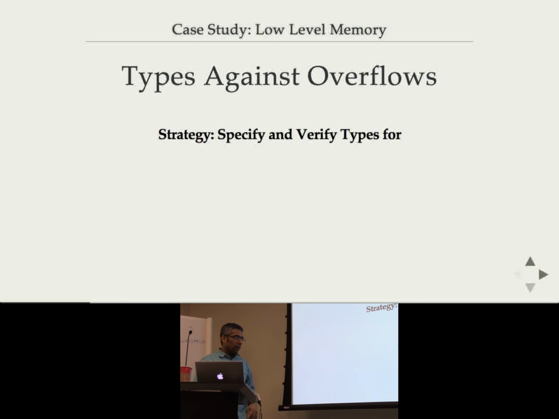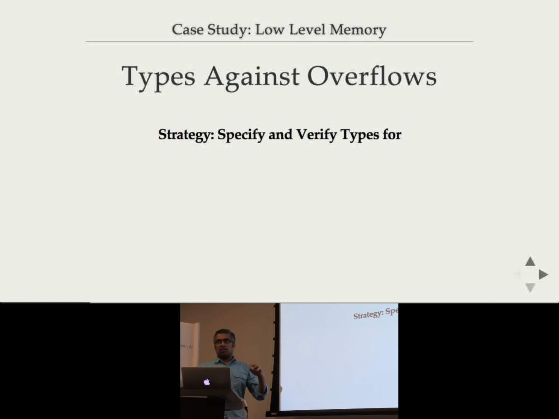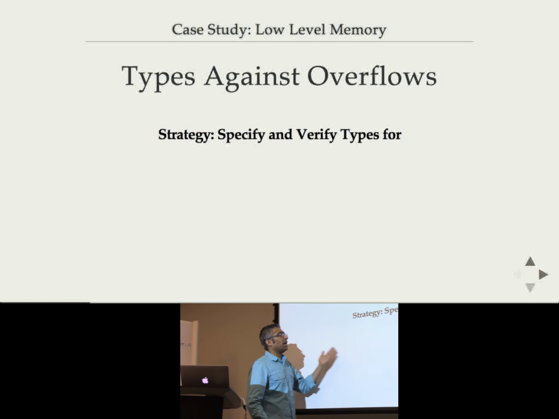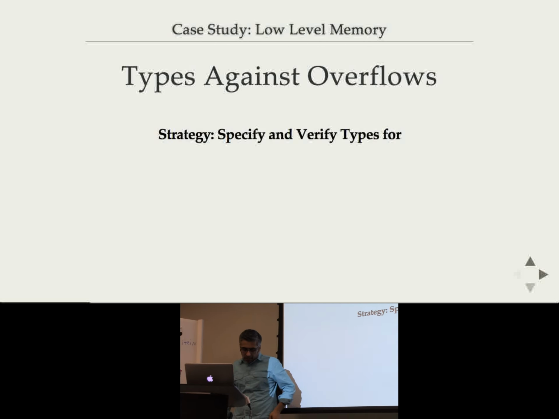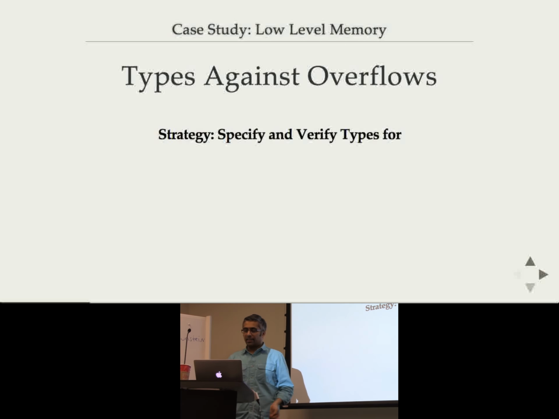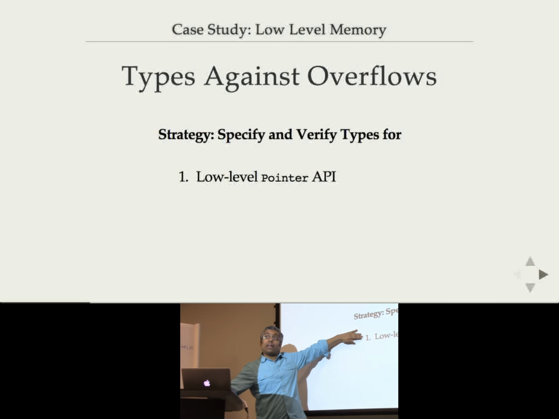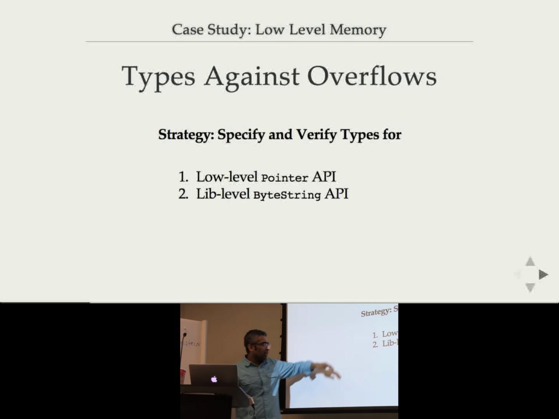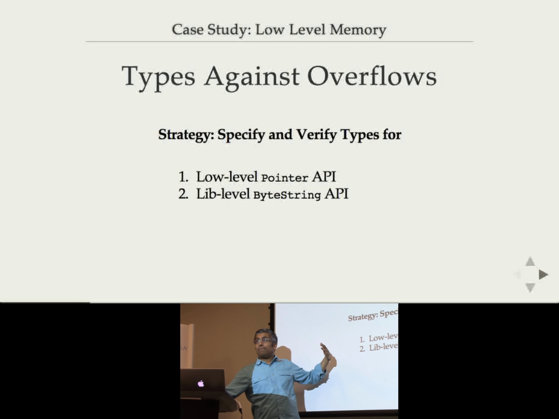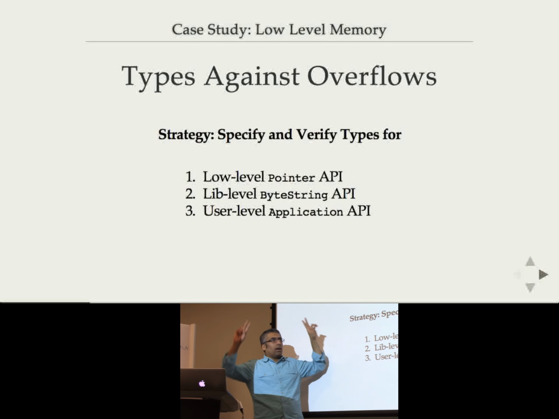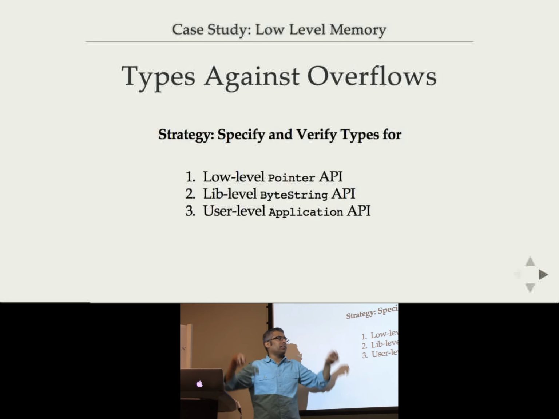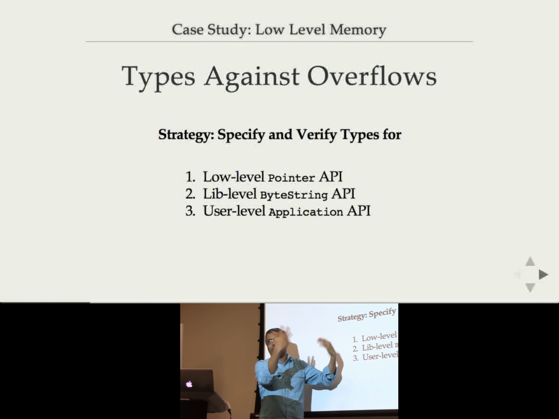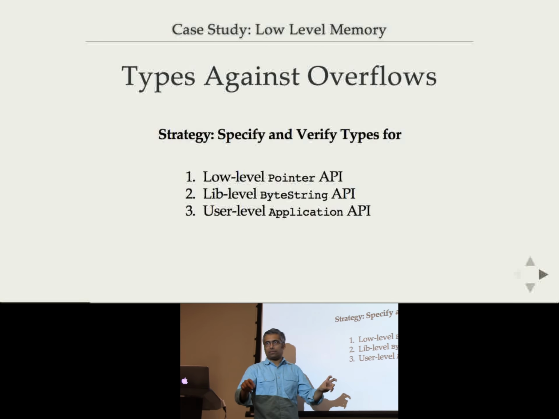Okay, so what we're going to do, the slogan if you wish, is types against overflows. We're going to have to start at the very bottom, right? So I'm going to specify and verify types for the low-level pointer API. I'll show you what I mean by that in just a second. Then the library-level bytestring API. And then finally the application API. By application here, I just mean the chop function, right? But that's what I mean by the application, okay?